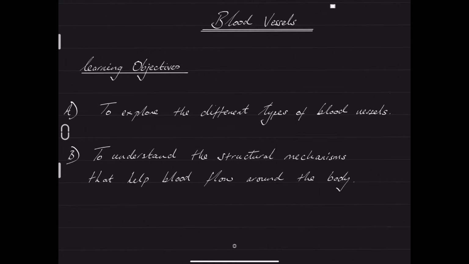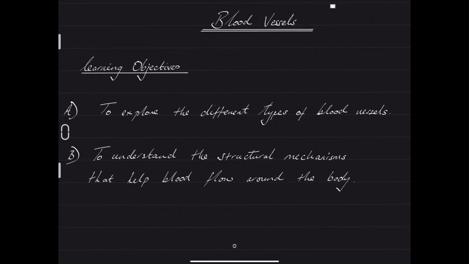In this lesson, we're going to look at blood vessels. For the first part of the lesson, we're going to explore the different types of blood vessels. We're going to look at the structure of various types of blood vessels and see how they're related to the function of moving blood around the body. Then we're going to look at the structural mechanisms that help blood flow around the body.